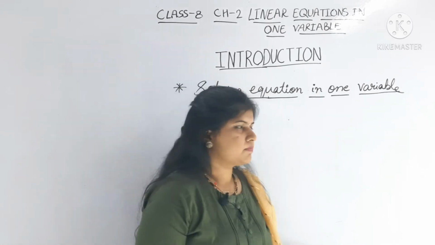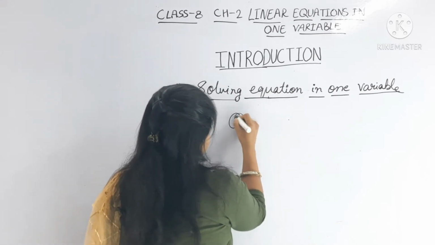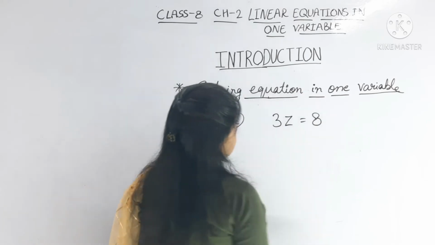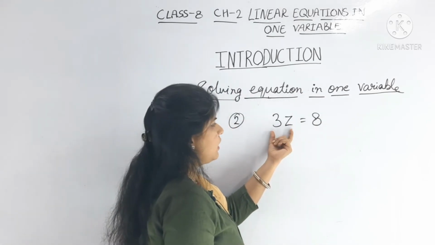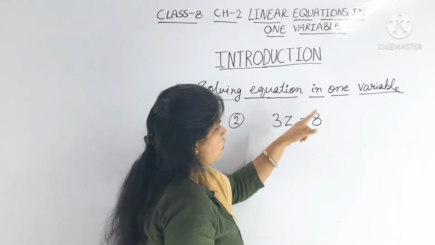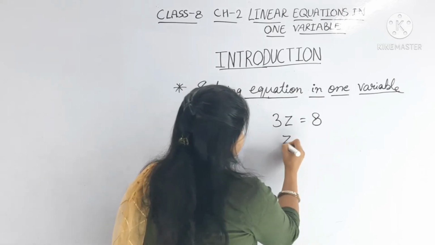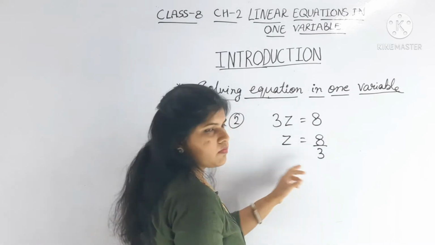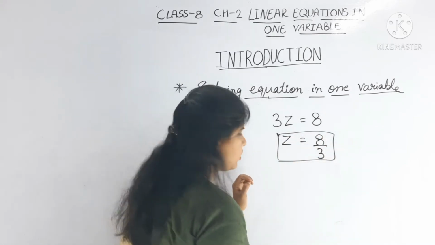Okay students, now let's see some more examples. If you have 3z is equal to 8, we have to solve for z. Here is multiplication. So if you transpose here, what will it be? It will be divide. 8 by 3. So this will be the answer for z.